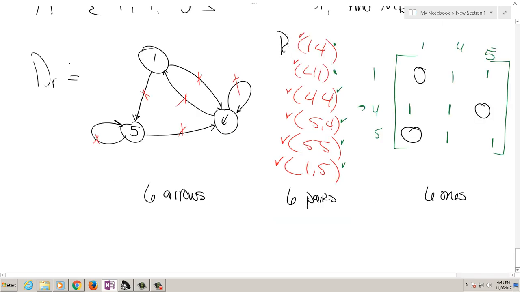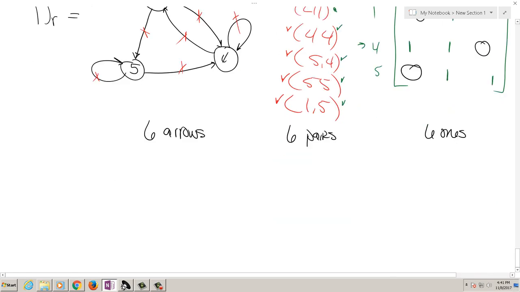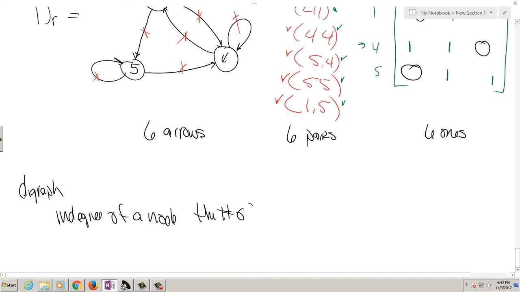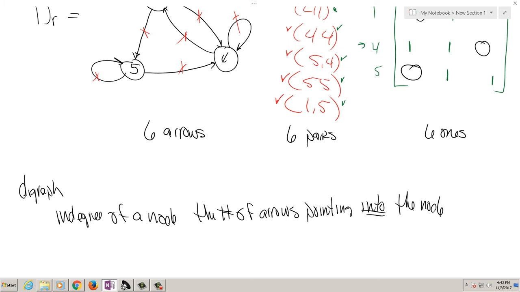Okay, so the last thing that we want to know, there's one additional property that I want to know about a digraph in particular. It is called the in degree and the out degree of a node. The in degree of each node is defined as the number of arrows pointing into the node. It's called the in degree, and it is the number of arrows pointing into a node.